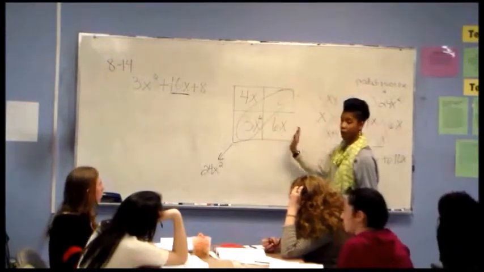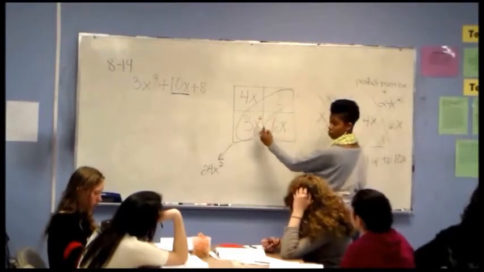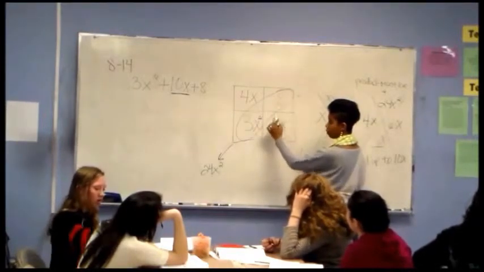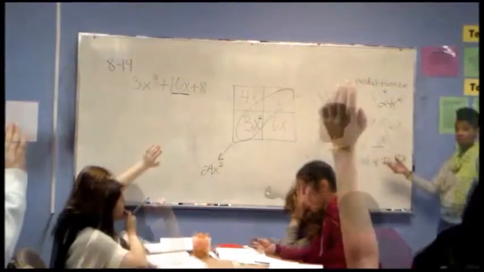So now that we have all of it filled in, you can find the sum by adding all 4 up, right? So walk me through it. What will I add up?